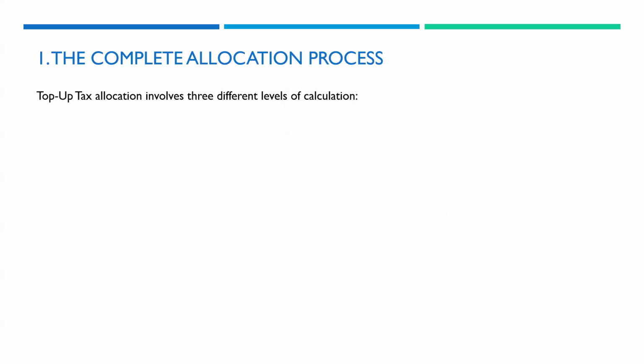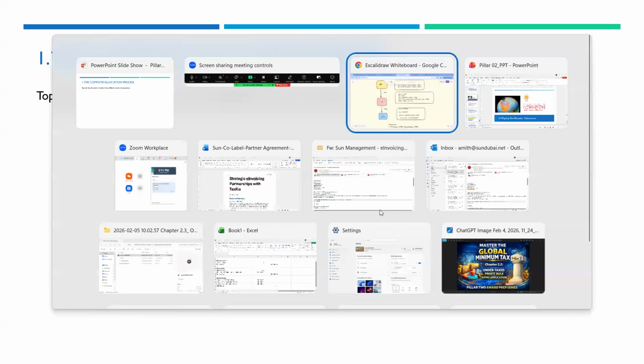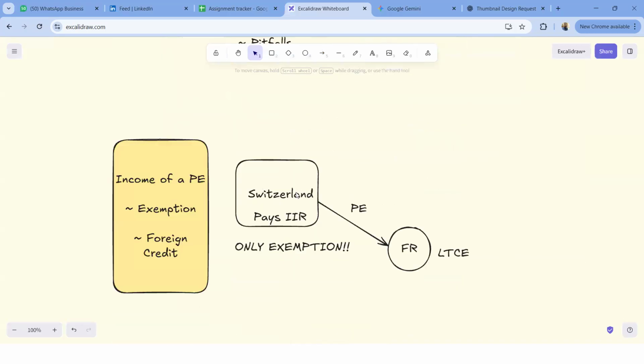Before we move ahead, I have been telling you that the first level is QDMTT, but before that, in the earlier chapters like constituent entity, when we were starting, I told you that everybody has to pay 15% tax at minimum, right? Now, how is it calculated? Is it calculated entity-wise or jurisdiction-wise?